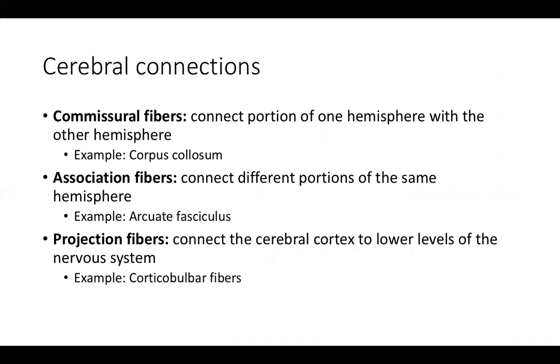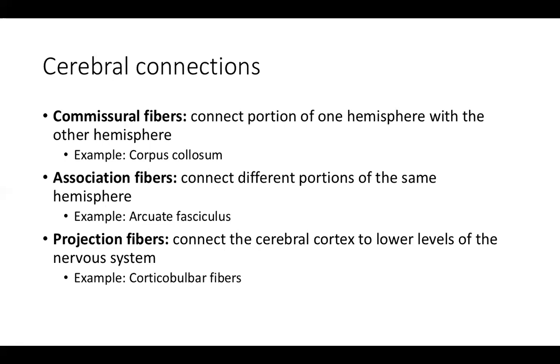The cerebral connections that are being made within the brain can also be categorized into 3 main ways. The commissural fibers are one type, which connect a portion of one hemisphere with the other hemisphere. An example of that is the corpus callosum, which does just that, connects the left and the right hemisphere. These are the axons that connect with each other.